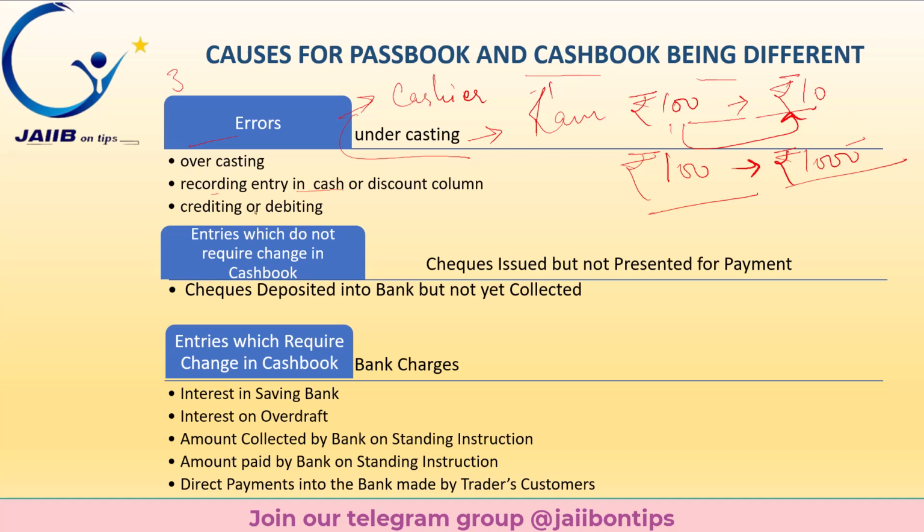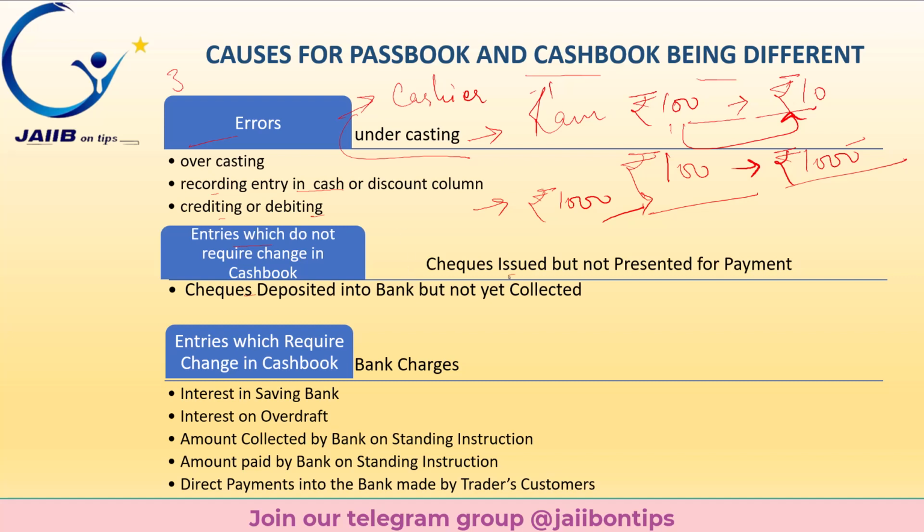Next is crediting or debiting. Like if I credited rupees 1000 but I wrote it down in the debit column. So this is the error. Next one is entries which do not require change in the cashbook, but I mistakenly made that entry in the cashbook.